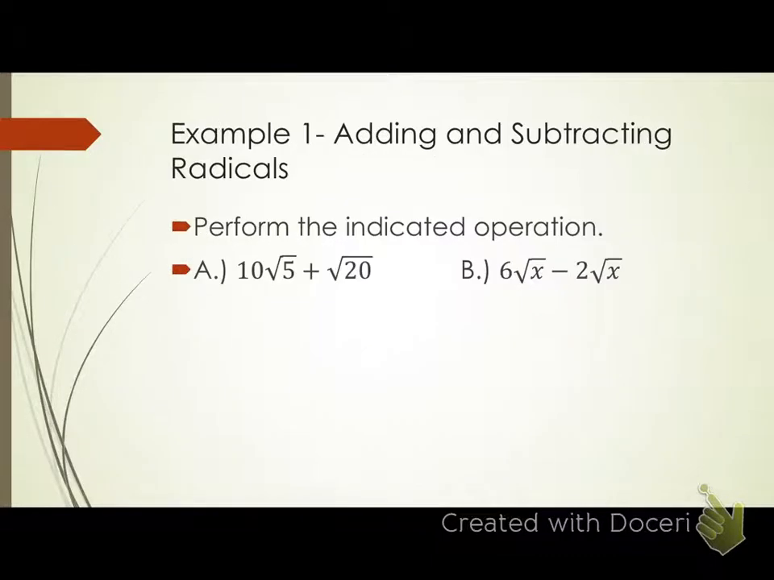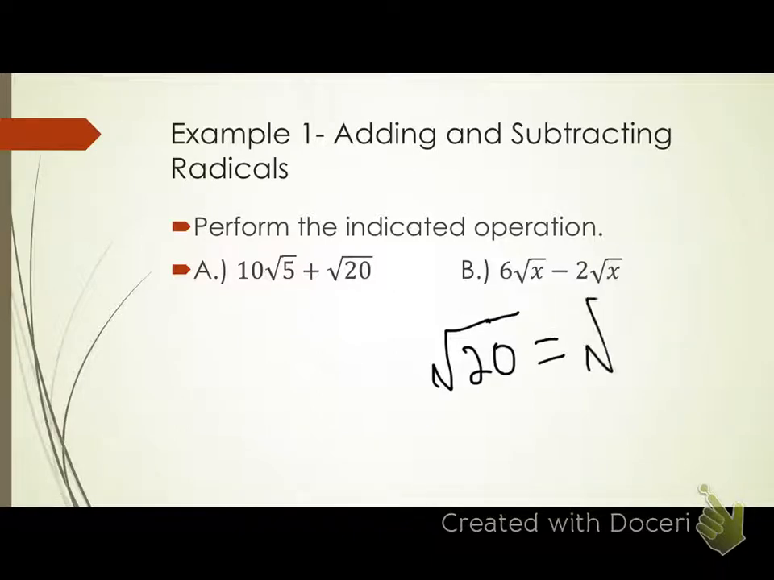So let's look at some examples. Letter A, we have 10 square root of 5 plus the square root of 20. Now, as of right now, these are not like radicals. They have the same index, but they do not have the same radicand. The first thing I need to do before I do anything, though, whenever I'm adding and subtracting radicals, is to make sure both radicals are all the way in simplest form. So I need to simplify both of them if I'm able to. This first one, 10 square root of 5, is already simplified, so I don't need to do anything with that one. The square root of 20, however, can be simplified further.